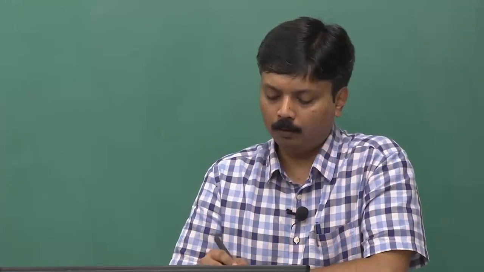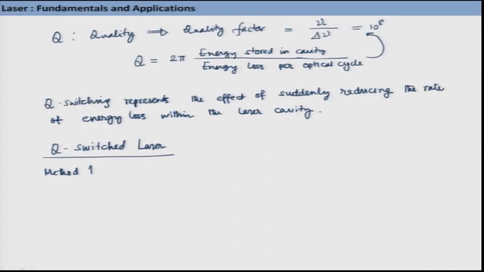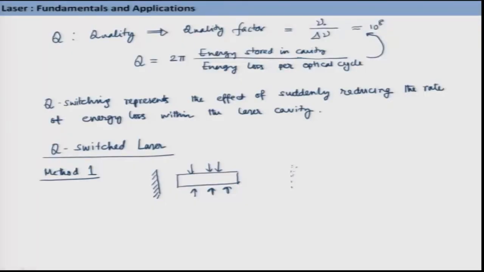Now, let us look at the methods for creating Q-switched pulsed output. How we can do that is as follows. First you have an end mirror, you have an active medium, as usual. Now there is no mirror on the other side. I have not drawn that intentionally, because in this system there is no permanent mirror on the other side. In normal cases I have this one, but in the present case I do not have such a mirror.